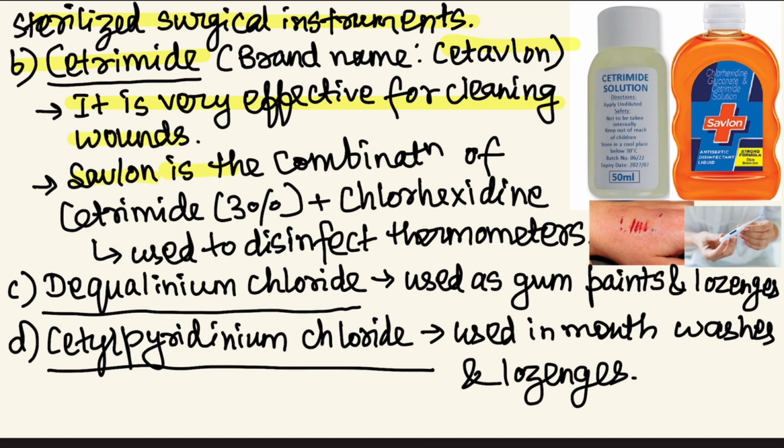Savlon is a combination of cetrimide, that is 3%, plus chlorhexidine, as we have already discussed before, and it is used for disinfecting thermometers, as you can see here. Then we have dequalinium chloride, which is used as gum paints and lozenges, and we have cetyl pyridinium chloride, which is used as mouthwashes and lozenges.